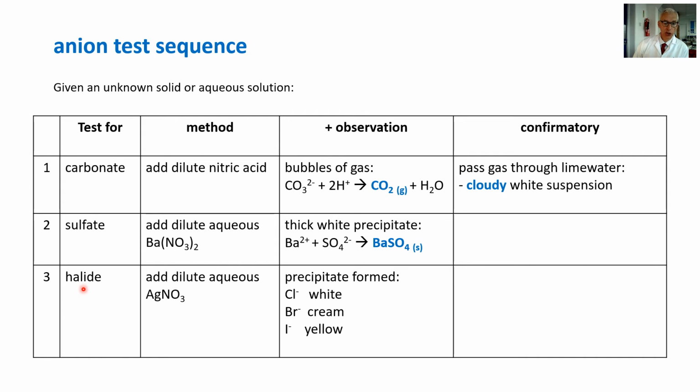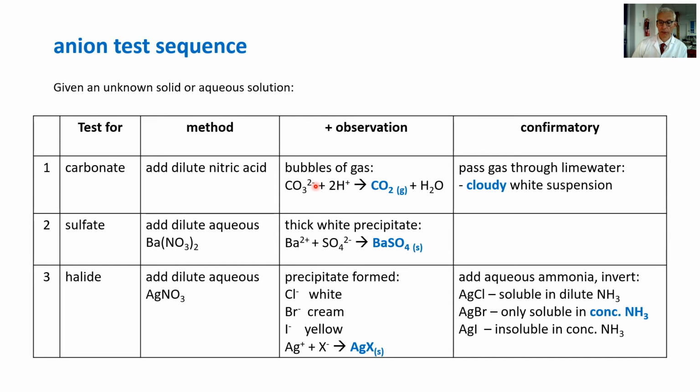So let's assume that you've added dilute nitric acid, you then add dilute aqueous silver nitrate, you form a precipitate. The colour tells you which halide you have. The chloride is white, the bromide is cream, the iodide is yellow. For confirmation, there is a definite confirmatory method here. Oops, forgot to say, the ionic equation will be silver ions plus halide ions going to form the insoluble precipitate AgX.